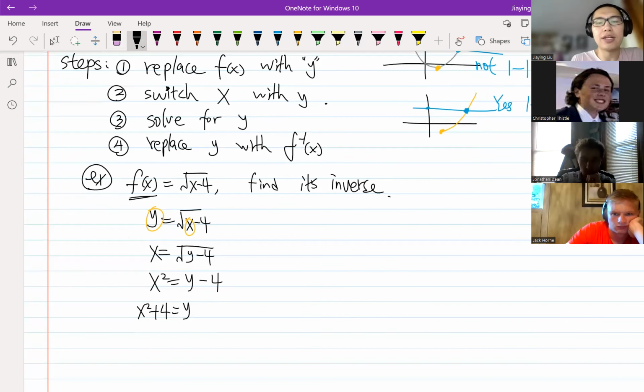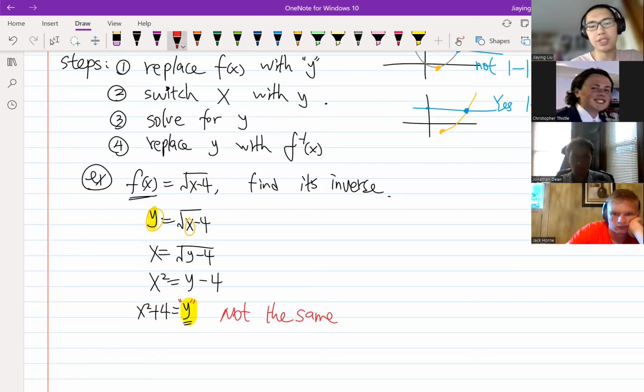And then the last step is to rewrite this y using inverse function notation, because we don't want to confuse this y at the end with the y that we started with at the beginning, because remember, we switched the y and x at some point. So they're not the same y. This y here and the y above are not the same.